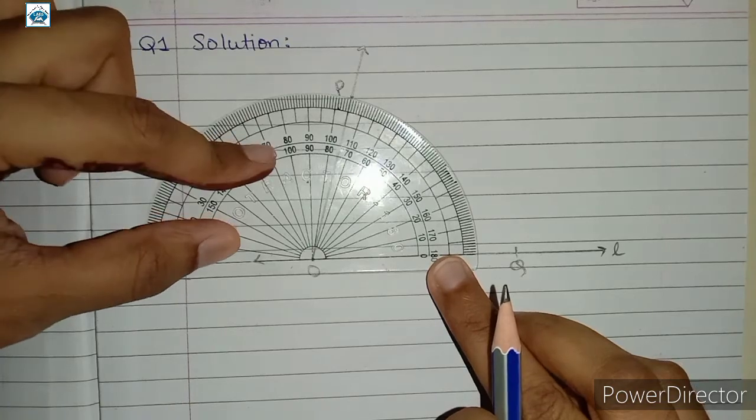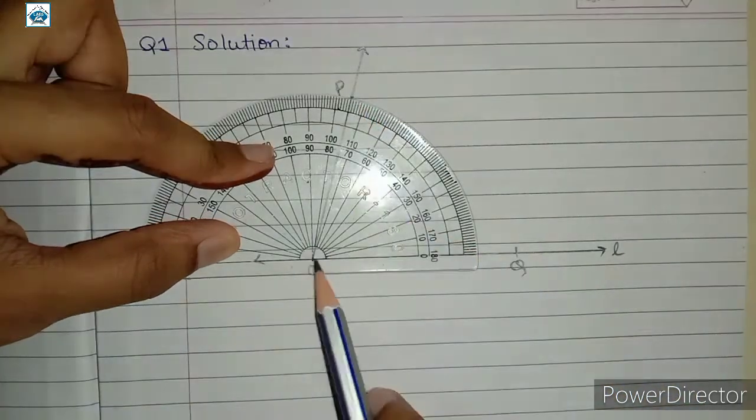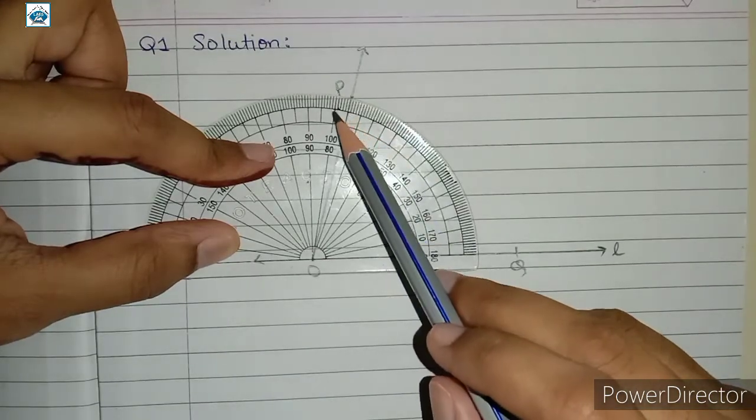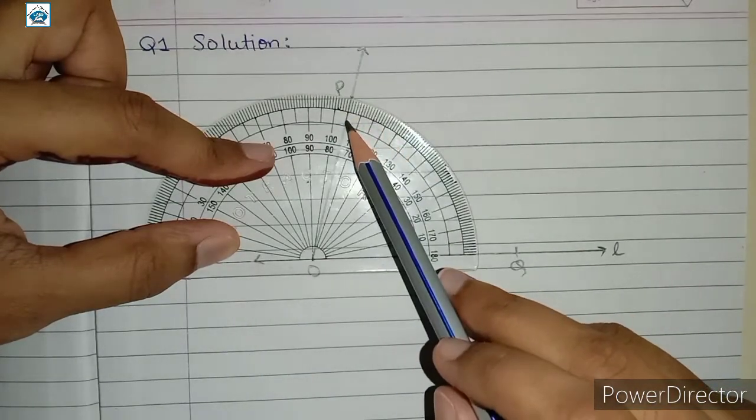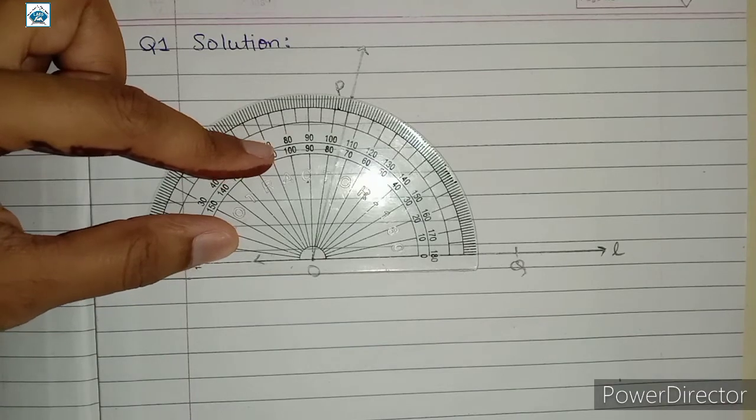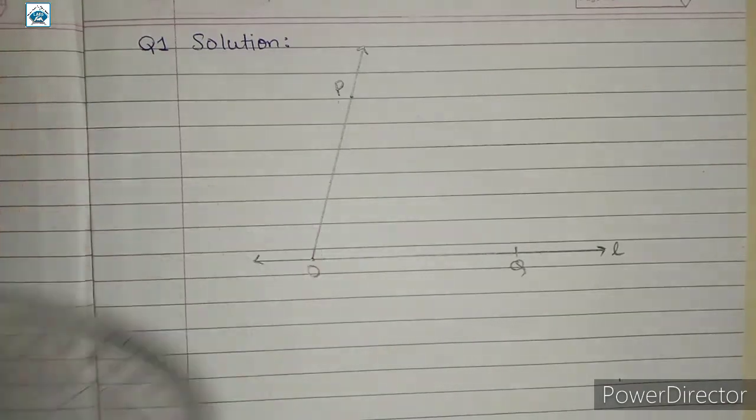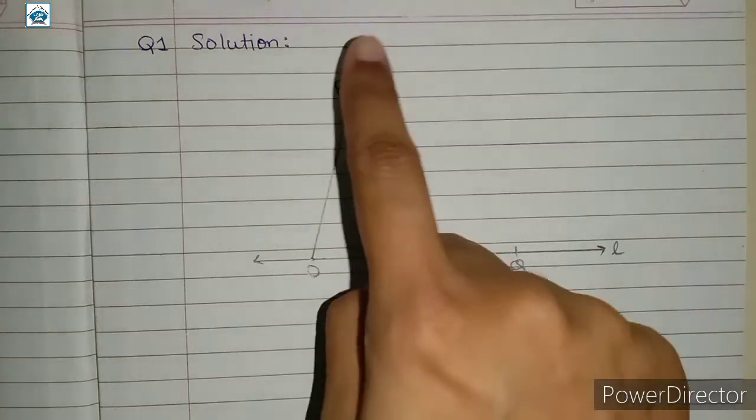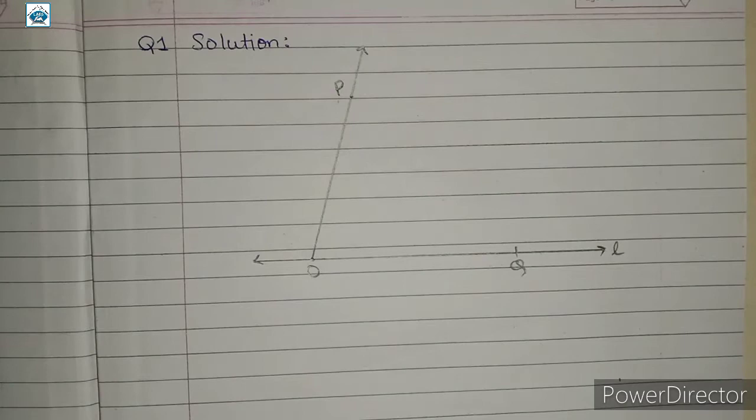So here as you can see, angle POQ measures 75 degrees, more than 70, less than 80. So this line stands for 75 degree. Now you need to draw the line of symmetry. So as I told you before, the line of symmetry of an angle is its bisector. So here we will be constructing the bisector of this angle POQ.